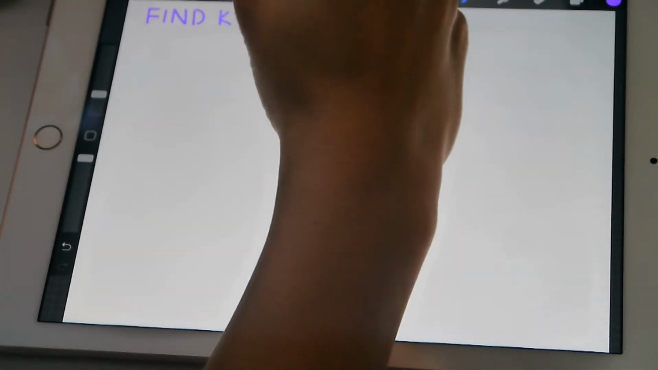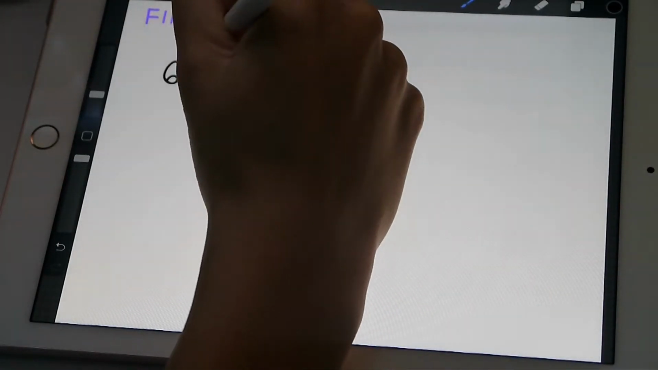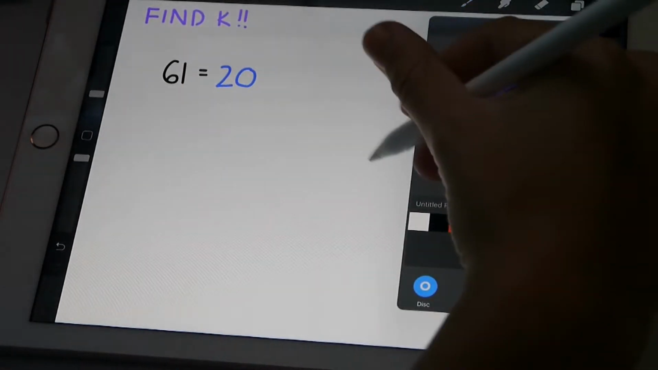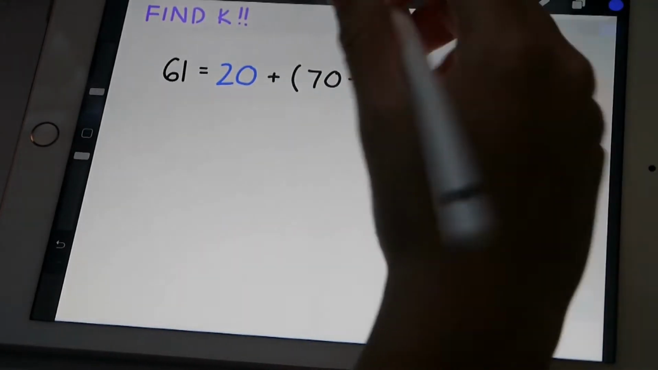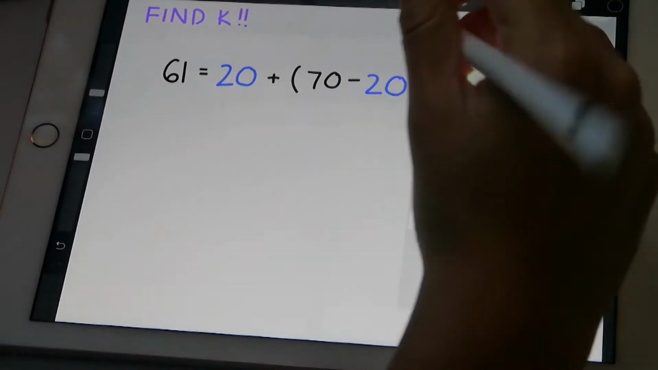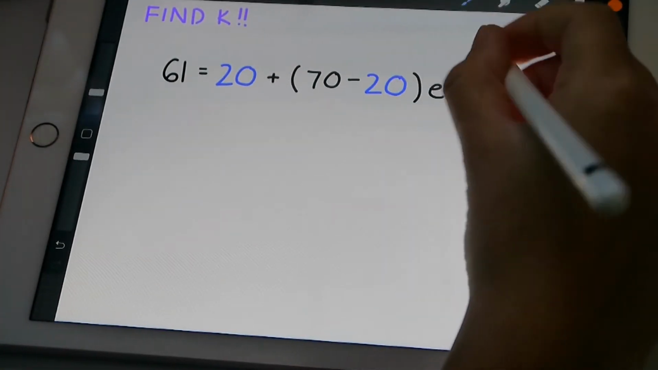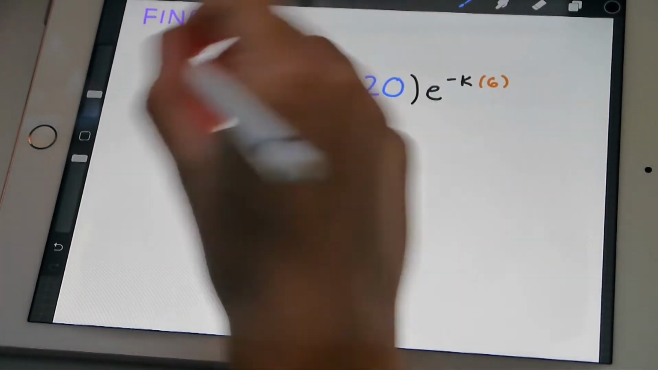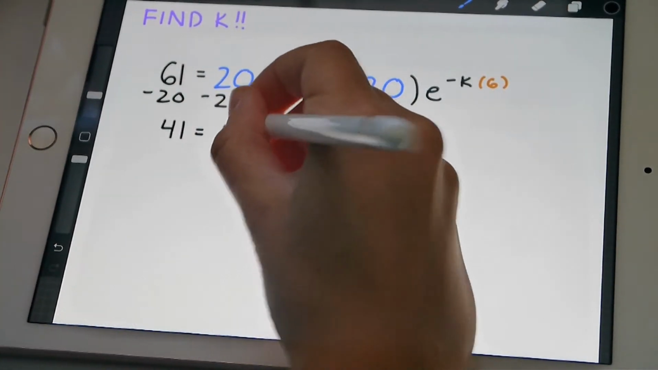So in order to find out how long it's going to take for it to cool to a certain temperature, we're going to have to use the information given prior, which is the 6 minutes it took to cool, and figure out the rate that the tea is cooling at. So I'm going to rewrite the equation with the variables plugged in, which is 61 equals 20 plus (70 minus 20) times Euler's e to the power of negative k, which is the rate that we're supposed to find, times 6 minutes. So from here, you're just going to solve it.